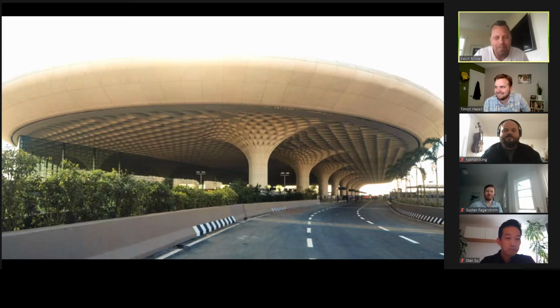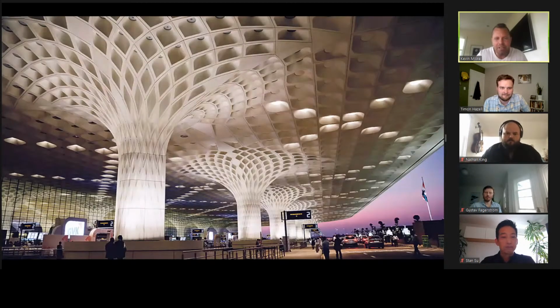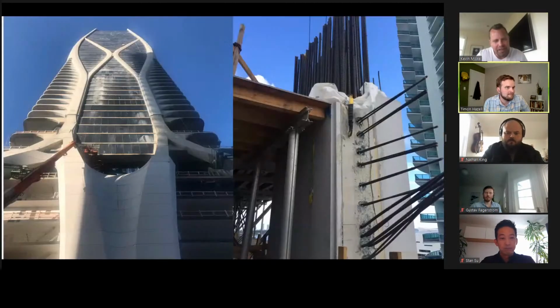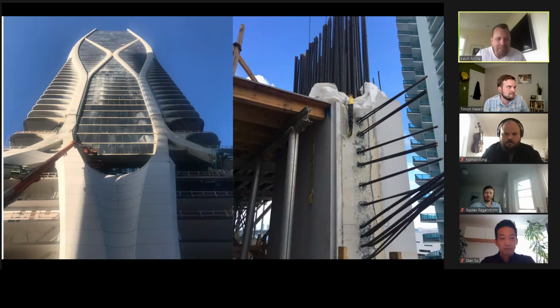So this is the Mumbai airport, with a 100% GFRC facade for the opaque surfaces. These are mushroom columns within that same facade, which shows a high level of geometric complexity. This is all GFRC. This is Thousand Museum, Zaha Hadid's design for a high rise in Miami, and we did work on this project.